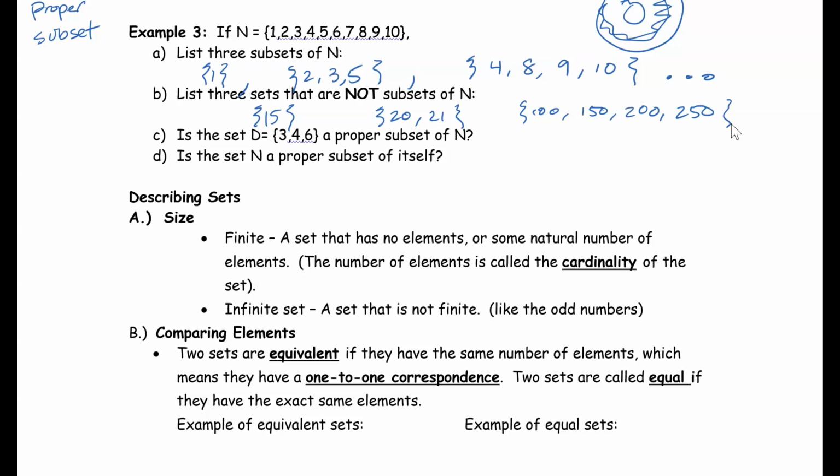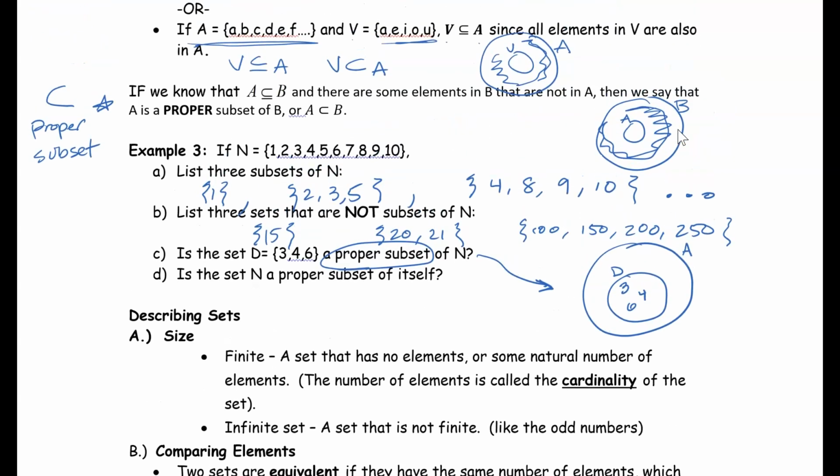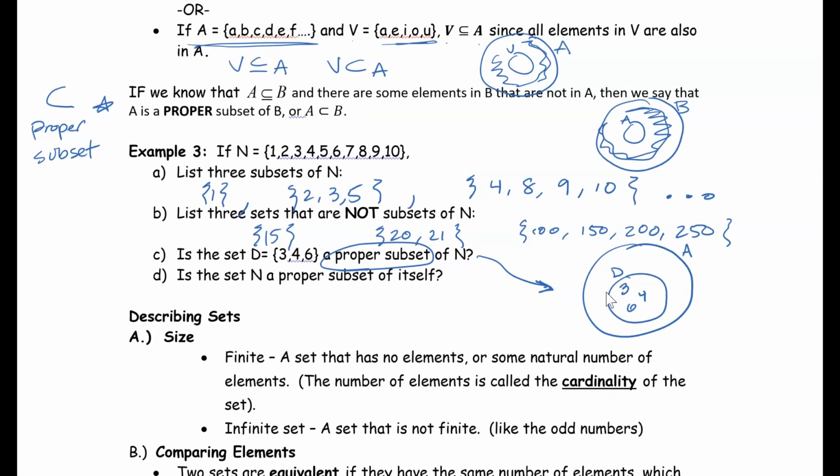Okay. Is the set 3, 4, 6 a proper subset of N? So let's draw a picture and then go back to the definition. If we have set D, which is 3, 4, and 6, are all elements in D inside of N? We would say yes, but in order to be a proper subset, let's back up. If we look at the definition, it means that there has to be some elements in A that are not in D. And is that the case? Well, yeah, because if we look at, oh, you know what? I put A there. Whoops, that should be N. Sorry about that. Okay, that should be N.